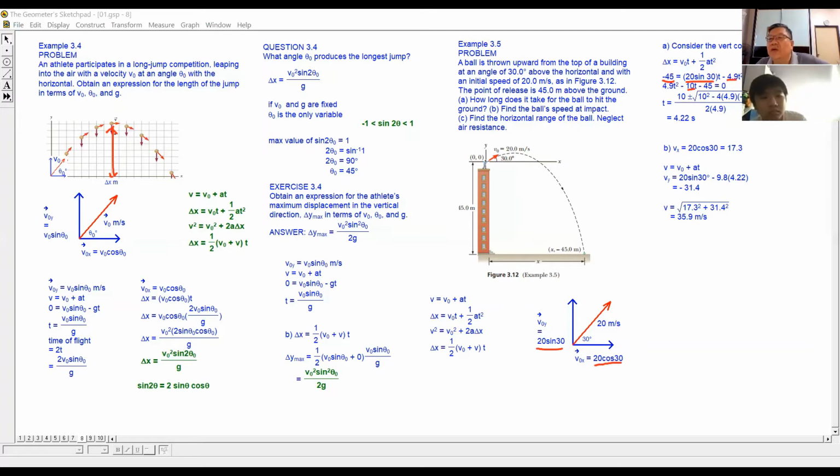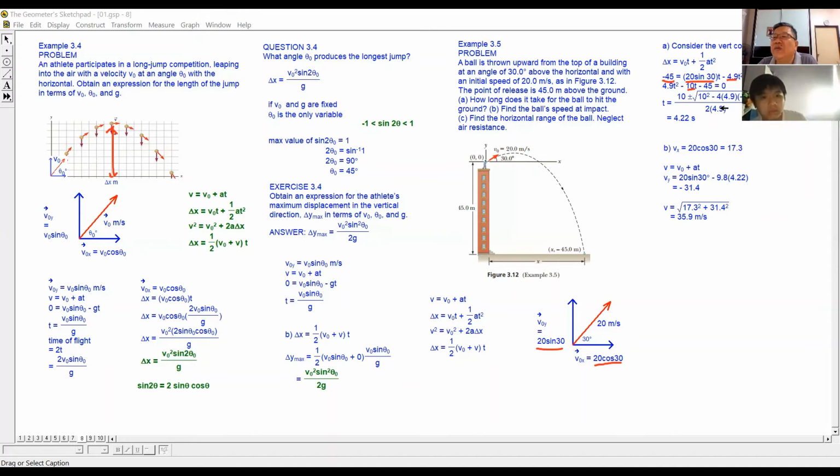And it becomes a quadratic equation. So in order to solve the quadratic equation, you have to use the formula negative b plus or minus the square root of b squared minus 4ac. So what is the b here? The b is negative 10, so negative b is positive 10. b squared is 10 squared, minus 4 times a, which is 4.9, times c, which is negative 45. Then divide by 2a.